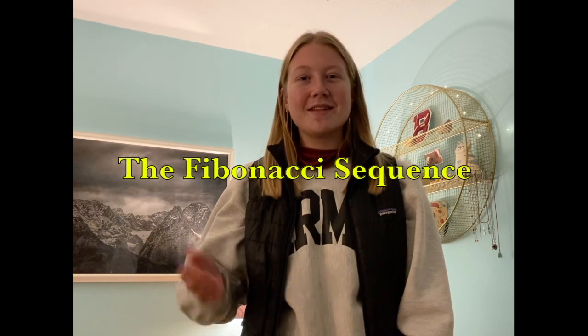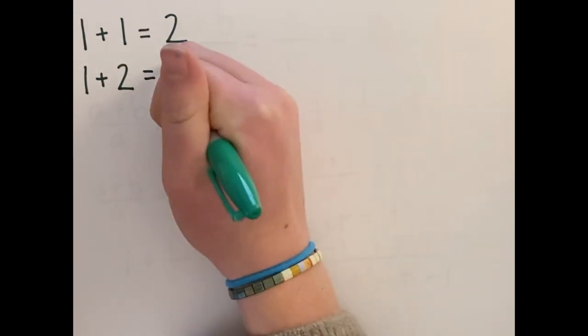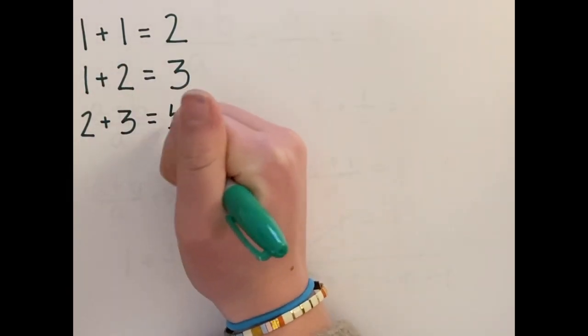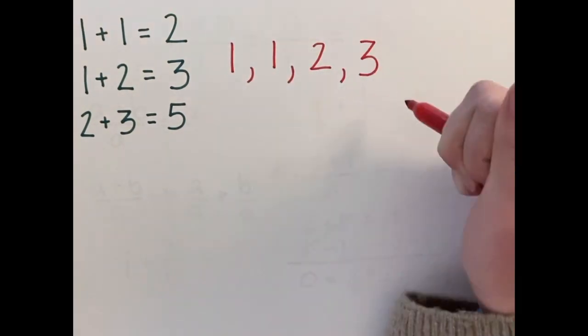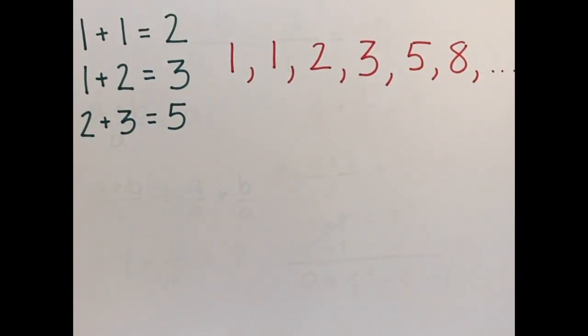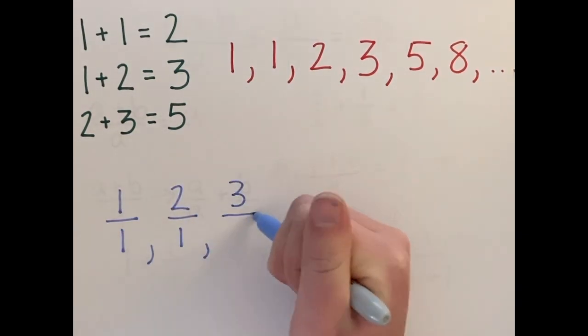A cool thing about the golden ratio is its relation to another famous set of numbers, the Fibonacci sequence, which is where a term is equal to the sum of the previous two terms. Starting with 1 and 1, we add those together to get 2, and then follow this pattern to get the Fibonacci sequence, which goes 1, 1, 2, 3, 5, 8, and on and on. Now let's look at these terms as ratios, with the numerator being one term and the denominator being the previous term.